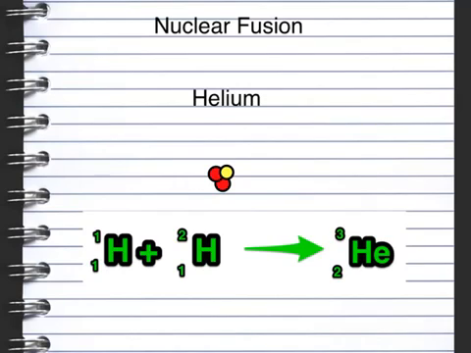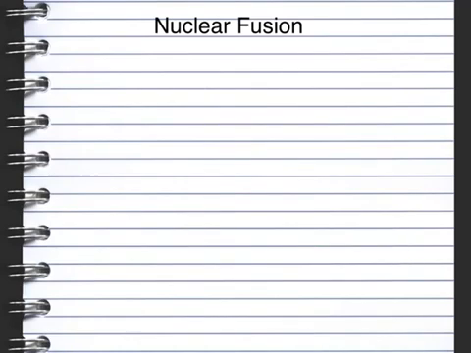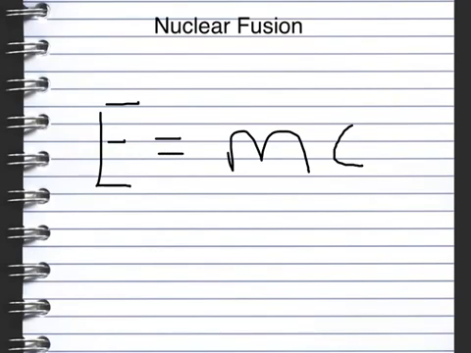So how do we get the energy for this? During the fusion process, a small amount of mass is lost, and that is given out in the form of energy according to Einstein's equation, E equals mc squared. So the mass that's lost, times the speed of light squared, gives you that energy.